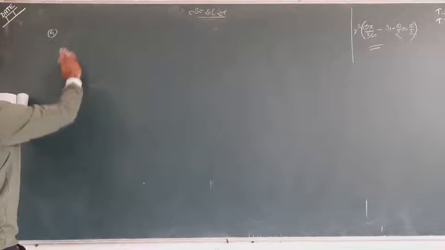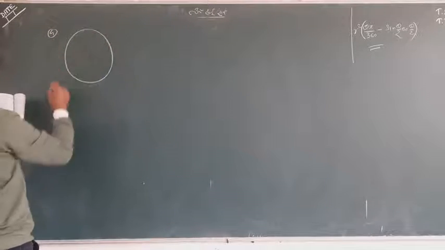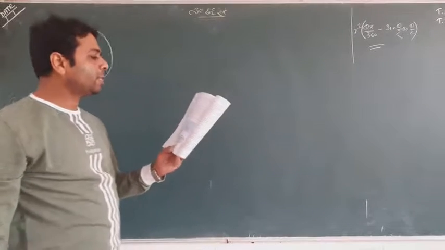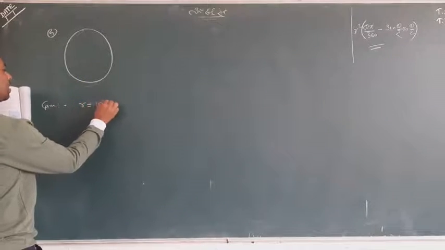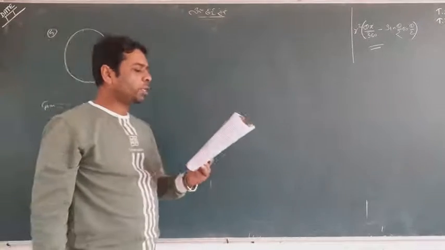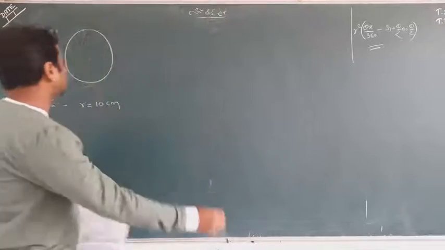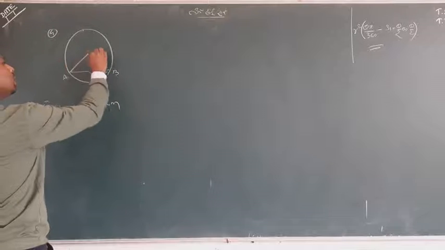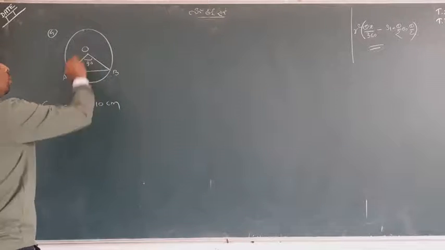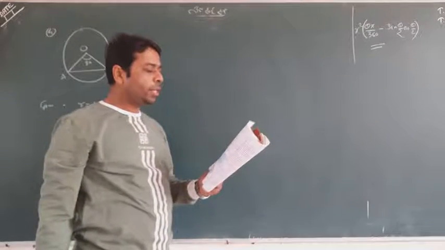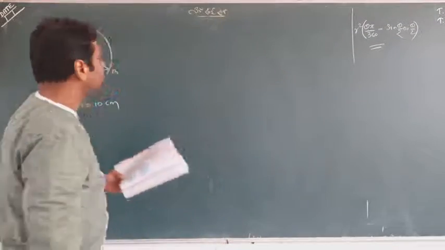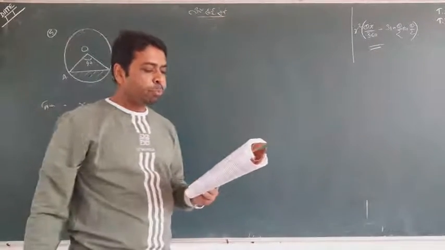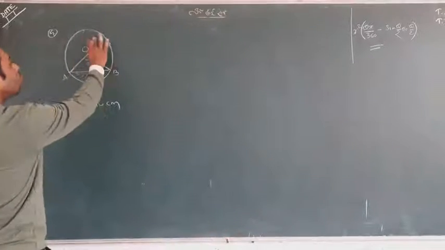This is your circle, and given that a chord of a circle of radius 10 centimeter subtends a right angle at the center. Suppose AB is a chord, and it is making 90 degrees at the center O. Again it says, find the area of the corresponding minor segment. This is the minor segment and this is the major sector, and we want to find this whole major sector.